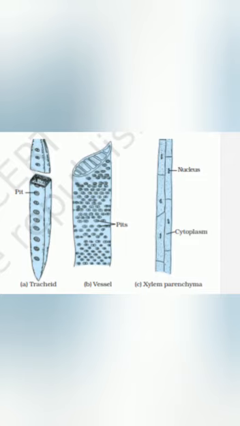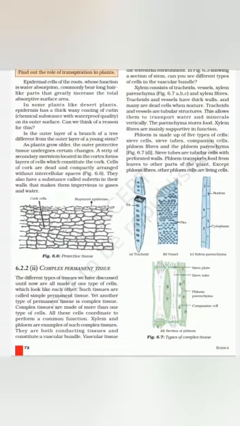Now see the picture. Tracheids are elongated cells with tapering ends, means both the ends are pointed. Tracheids do not have open ends like the vessels, so water has to pass from cell to cell via the pits. Pits are the circular regions in the tracheids.